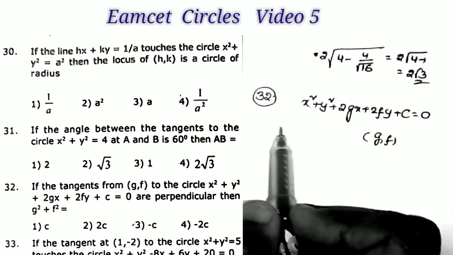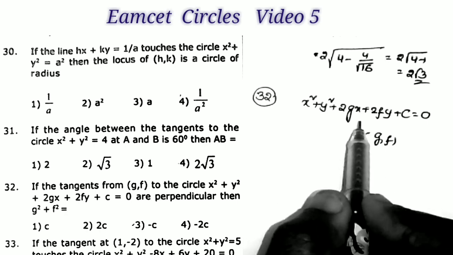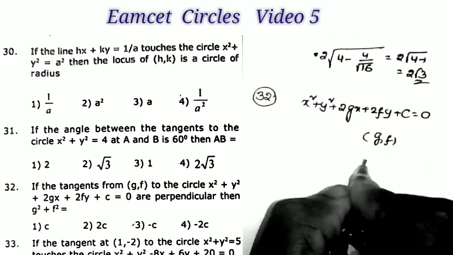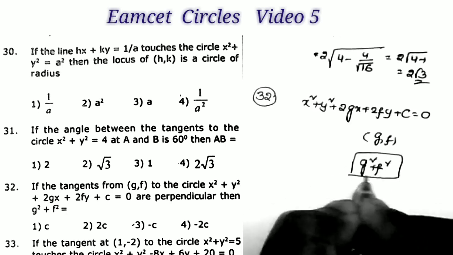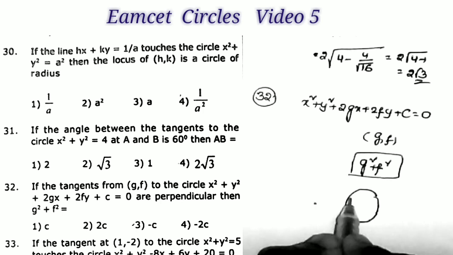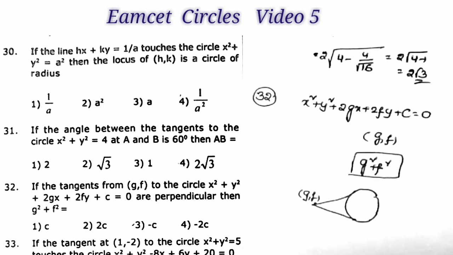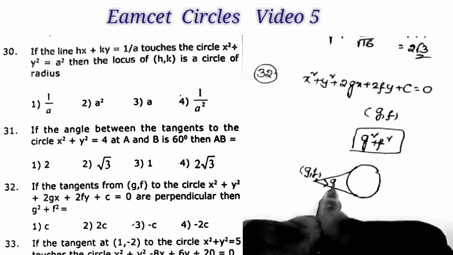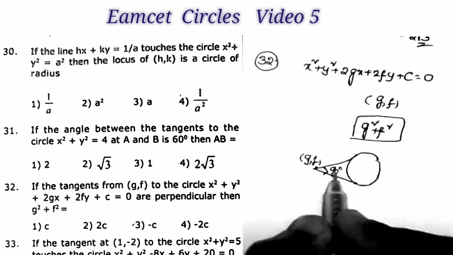Next problem, sum number 32. If the tangents from g comma f to the circle x square plus y square plus 2gx plus 2fy plus c is equal to 0 are perpendicular, then what is the value of g square plus f square? We want this value. What is the given condition? The tangents from g comma f to the given circle are perpendicular to each other. Perpendicular means the angle is equal to 90 degrees.